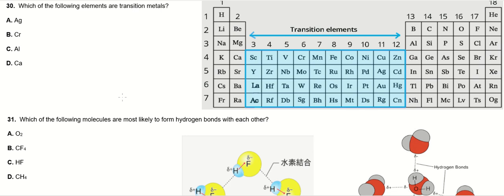Transition metals are elements that have their final electrons in the D block. So this is the D block. This might be a checkbox question too. Right, silver, right there. Chromium, yep, right there. Nope, aluminum is there. It's not a transition metal. Neither aluminum nor calcium have electrons in the D orbital.